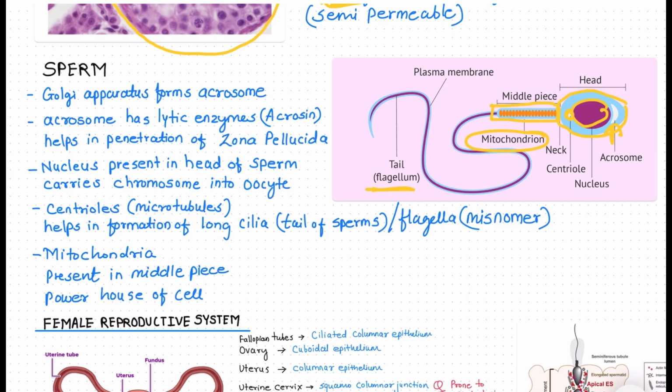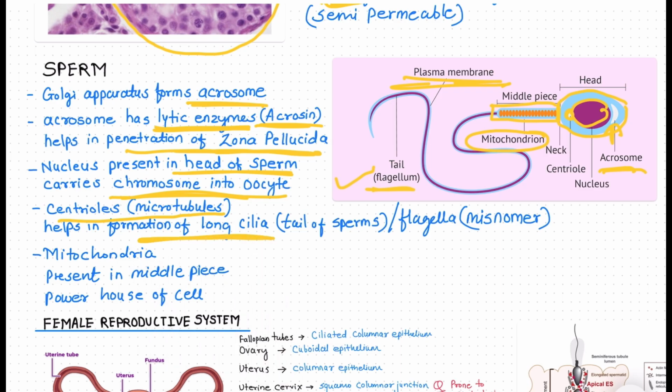Then there is a tail which is also known as flagellum, and the outer covering is known as plasma membrane. The Golgi apparatus forms the acrosome. Acrosome has lytic enzymes called acrosin. It helps in penetration of the zona pellucida, which is present around the female egg, okay. The nucleus is present in the head of the sperm, and it carries chromosomes into the oocyte.